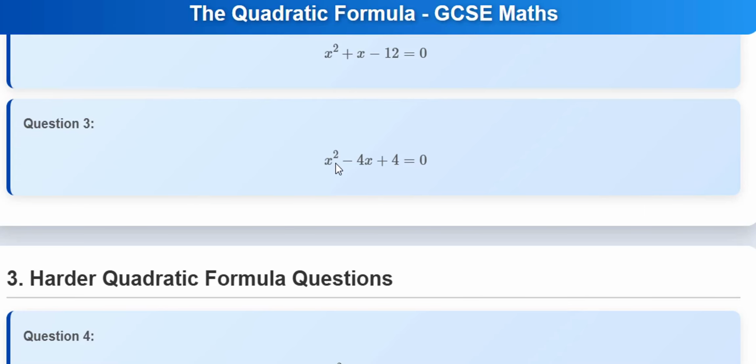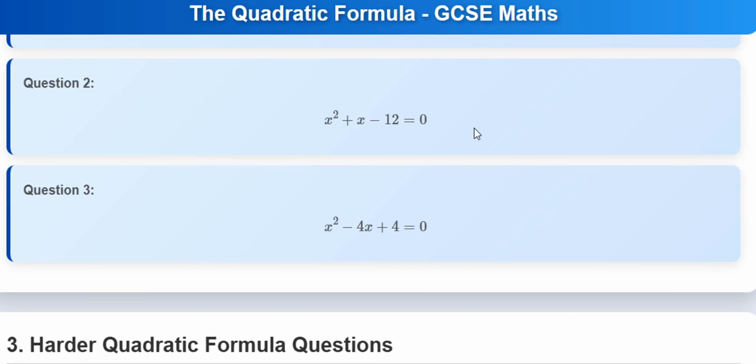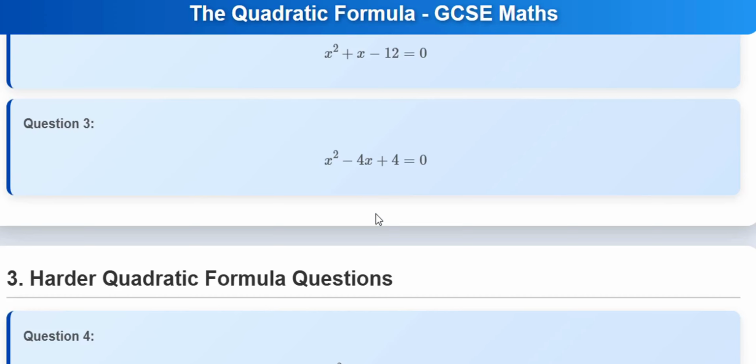Can we try another example? You can try question 2, then I'll solve question 3. Question 2 is x squared minus 4x plus 4 equals 0. So let me copy the equation first.